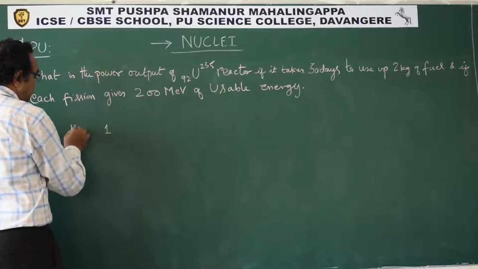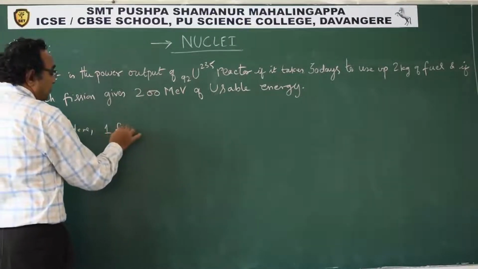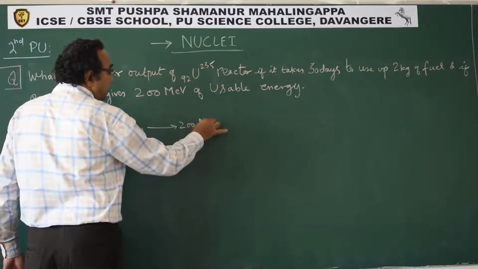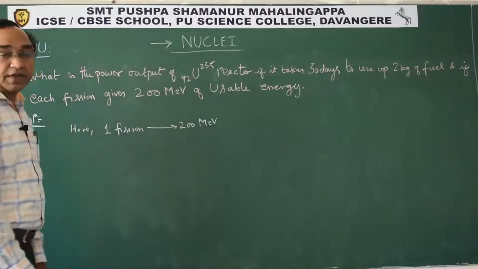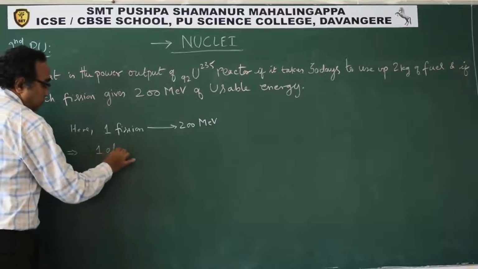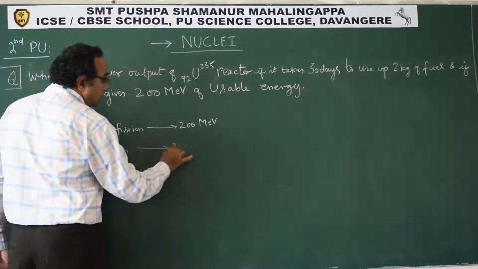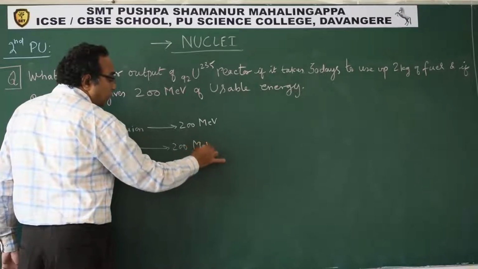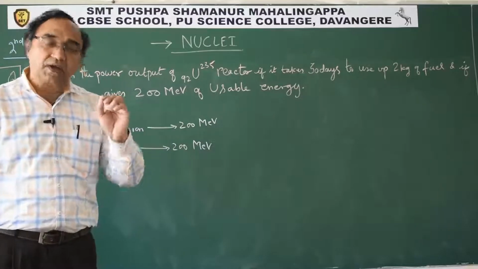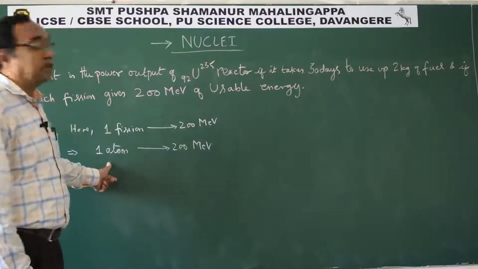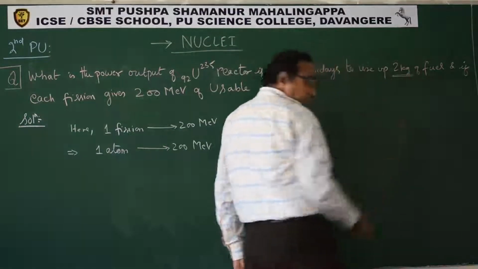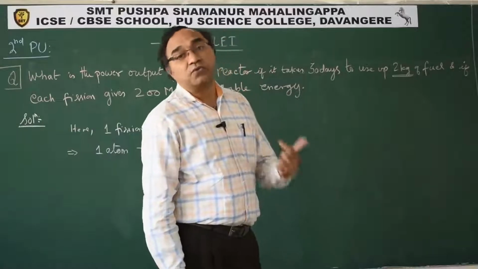One fission is releasing 200 million electron volts of usable energy. One fission. This means what? One atom is releasing 200 million electron volts of energy. The moment you write this step, it will instantly occur to you that I have to find the number of atoms. For that, we will go to the data. It says 2 kg of fuel. So the question is, how many atoms are there in 2 kg?